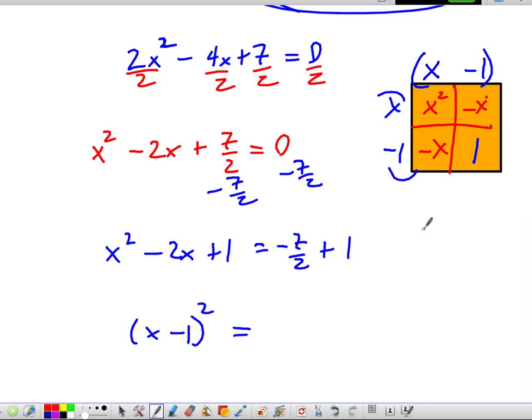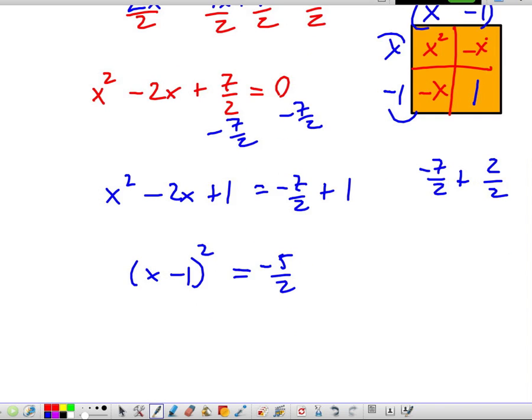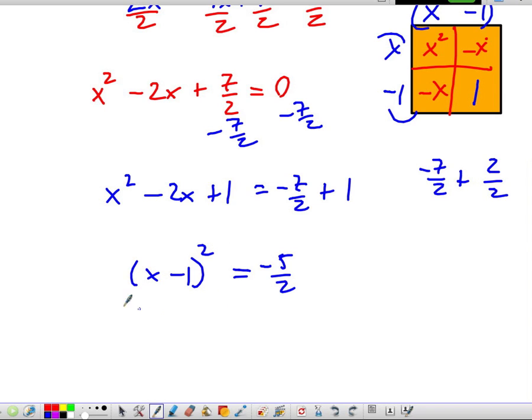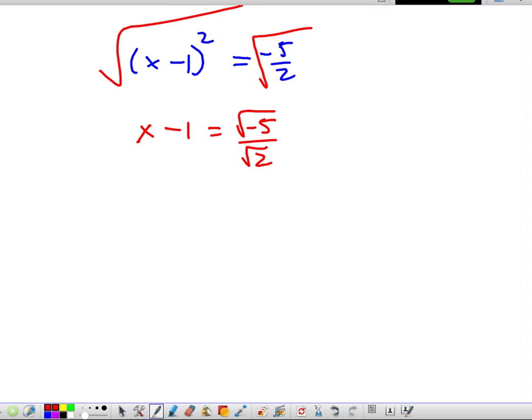Here I want to add these together. Use whatever methods are easiest for you. Here I'm just going to turn that 1 into 2 over 2. So that's going to be negative 7 plus 2, which is negative 5 divided by 2. Alright, so completing the square allows us to do this. Let's complete this really quick. So what I can do now is just take the square root of both sides. And what I have is x minus 1 is equal to the square root of negative 5 over the square root of 2. Let me go ahead and add 1 to both sides. And so we get x is equal to the square root of negative 5 divided by the square root of 2 plus 1. Don't forget your plus or minus.